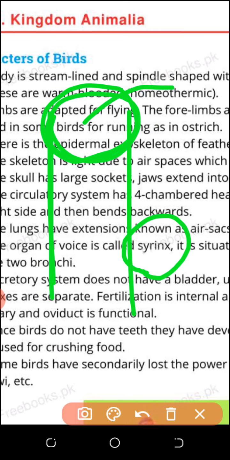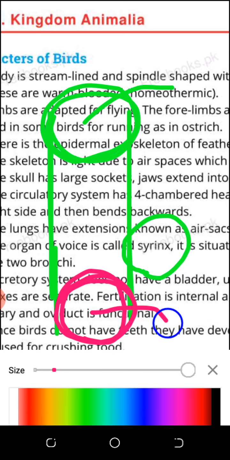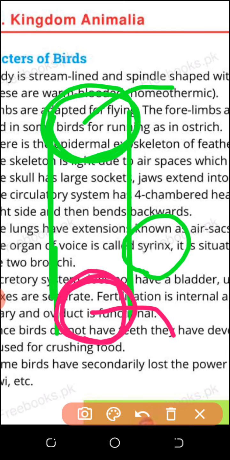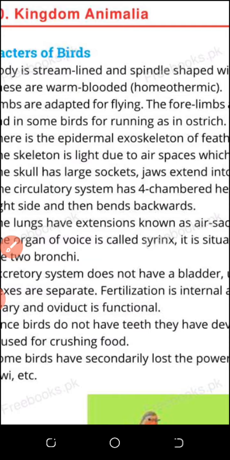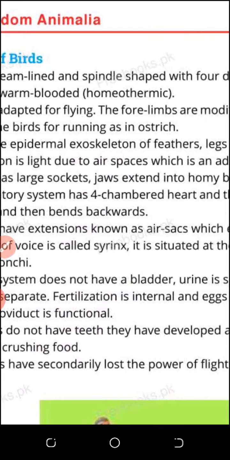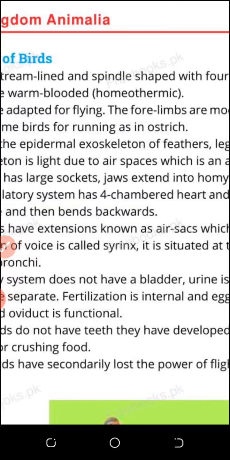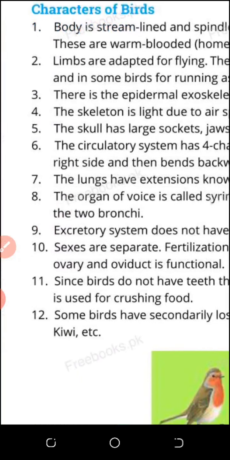The voice box is not present at the top of the trachea in birds. It is present in a different way at the base of the trachea, and that is not the larynx, that is the syrinx. So that is also a difference between the birds and the mammals, because both these groups are, importantly, warm blooded animals. They can maintain their body temperature, and they also have a well developed heart, and their metabolic rate is much higher.